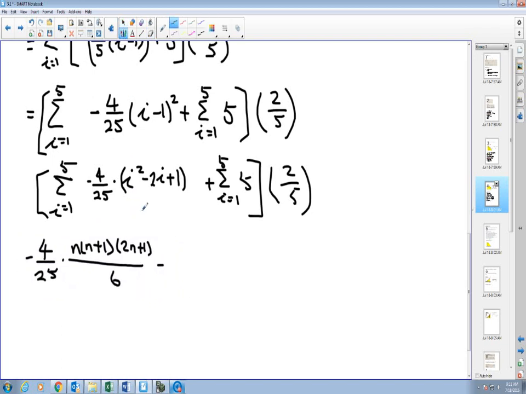Minus 2 times the sum of i, which is n times n plus 1 over 2, plus... oh, I forgot, I'm skipping a step. I forgot my negative 4/25 times the second term here, so that would make this term positive.